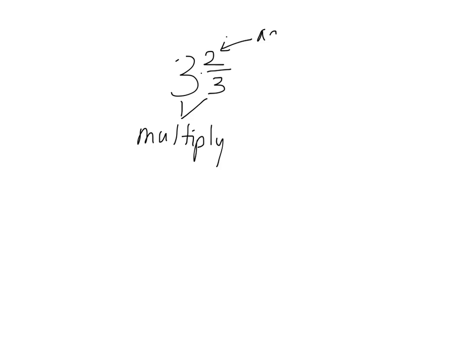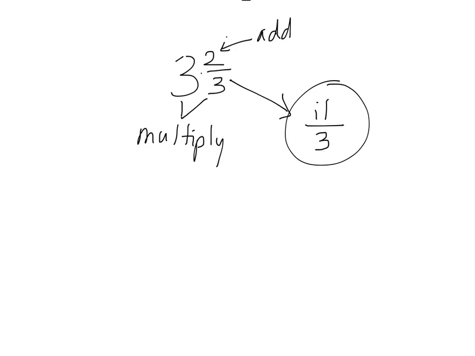Now, if we're doing the opposite and we're trying to make a mixed number into an improper fraction, that's where we take these two numbers and multiply them, and then we're going to add the numerator. So we have 9 plus 2 more is 11, and my denominator stays the same. So we have an improper fraction from a mixed number for that one.